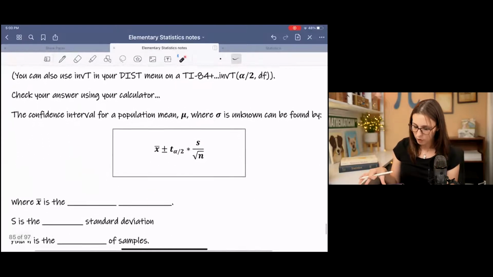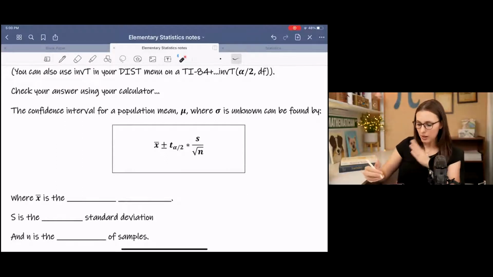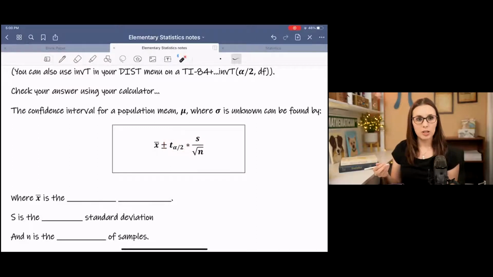And then here is the formula to find the confidence interval for a t interval. So that piece before was important because we need that critical t-score in order to finish out our interval or confidence interval.